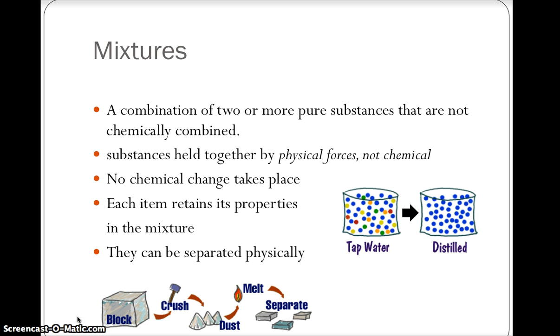Come on, computer. Okay, mixtures. This is the first non-pure substance. So the first 2, elements and compounds, were pure substances. Here's our non-pure substance, and this is new.